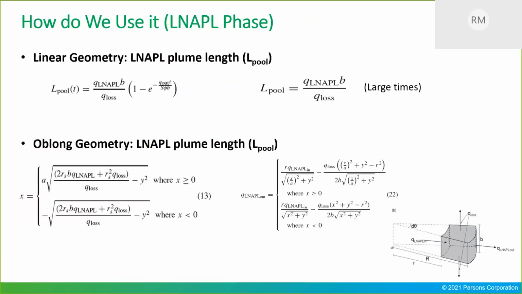So these are the equations based on the Mahler paper we use to evaluate the plume length for different NAPL geometries.